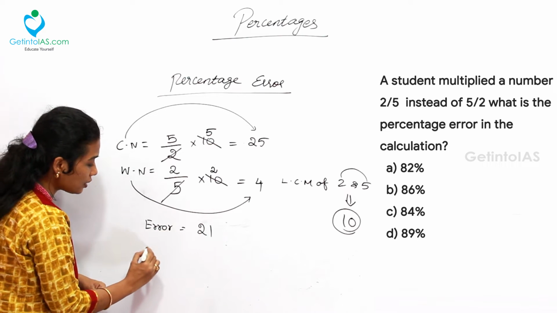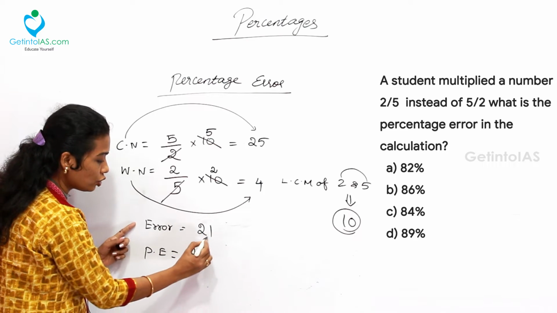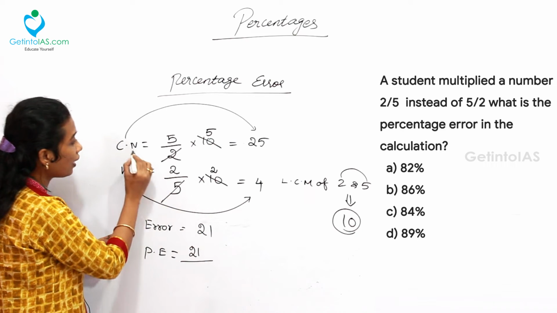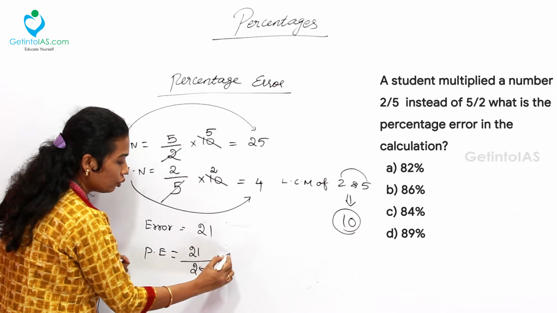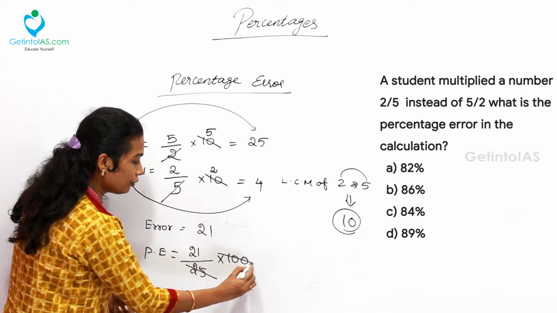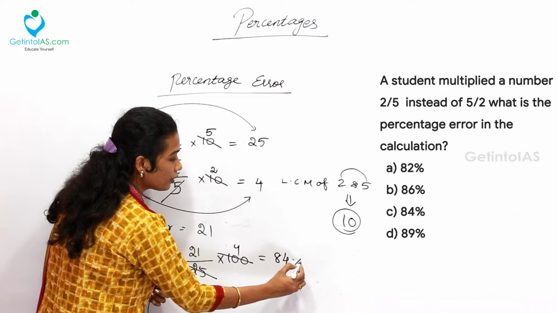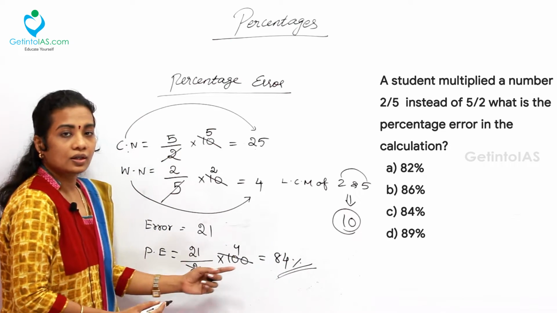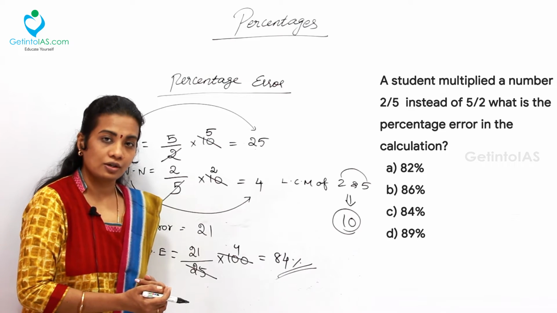What is the percentage error? Percentage error is equal to error, that is 21 by correct number. Correct number is 25 into 100. Now simply you can cancel it and get the answer. 25 4 times, 21 into 4, 84%. I got the answer. My final answer is option C, 84%.